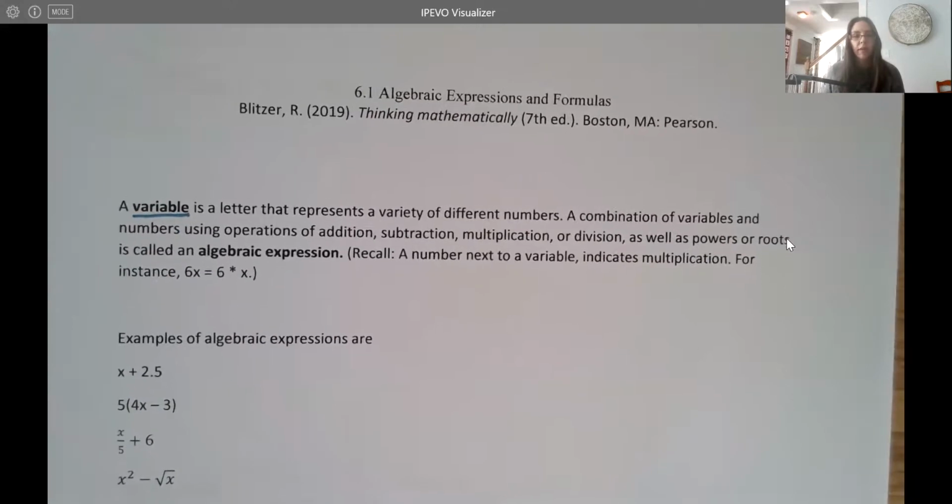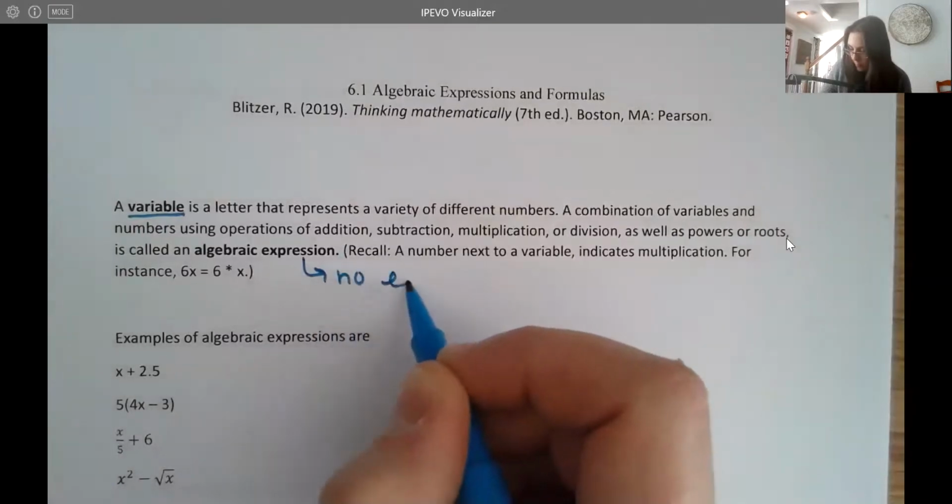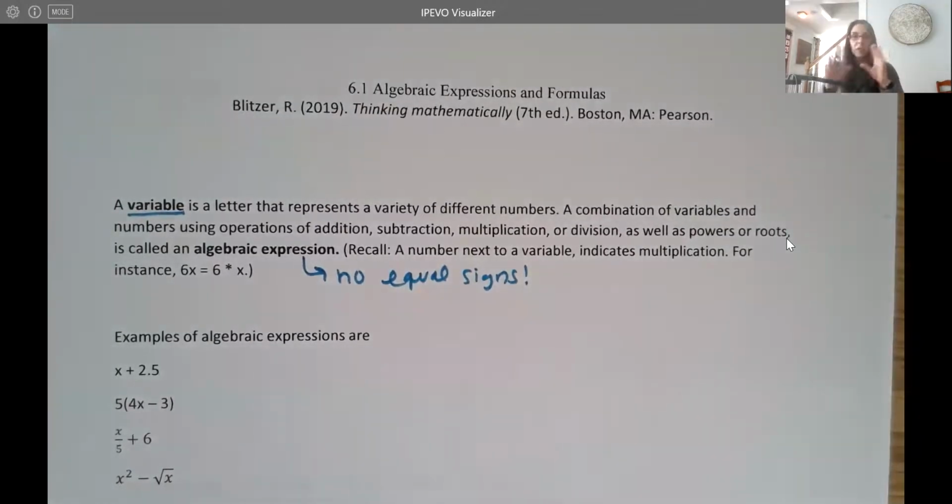And a combination of variables and numbers using operations like addition, subtraction, multiplication, or division, as well as powers or roots, is called an algebraic expression. So basically an algebraic expression is any combination of numbers and symbols and addition or subtraction signs, division signs, exponents, roots, except for equal signs. So if you have any sort of combination, whether it has roots or exponents or variables or numbers or operations or parentheses or brackets, it really doesn't matter as long as there are no equal signs.